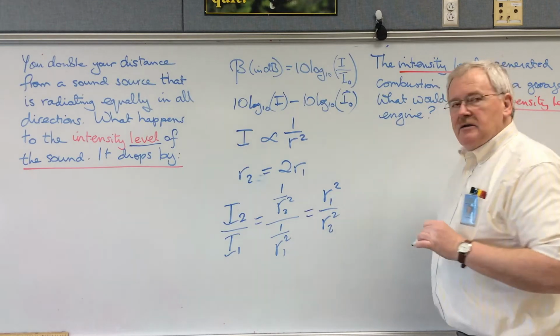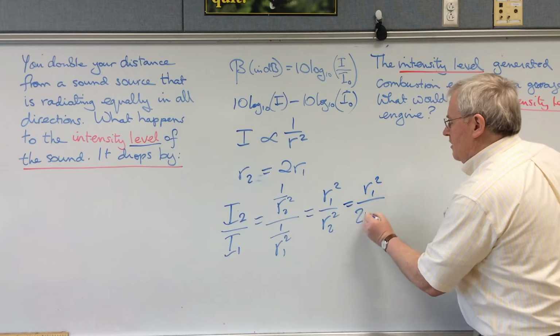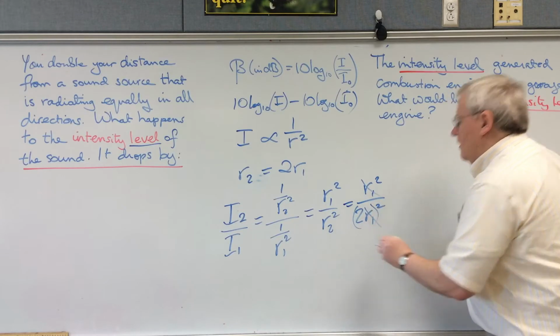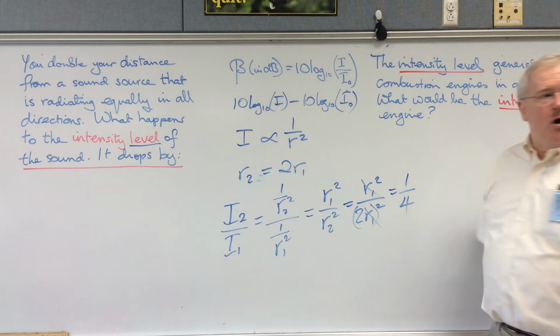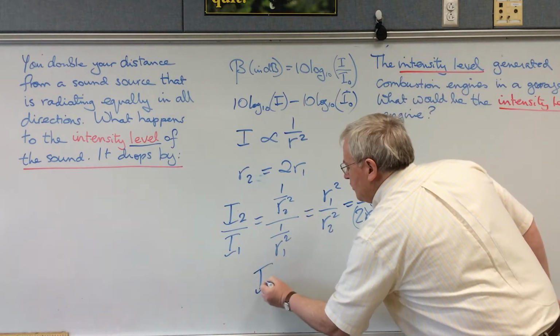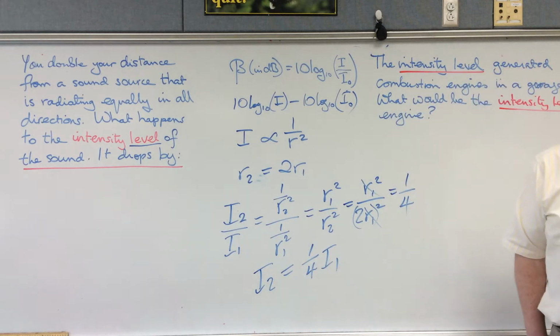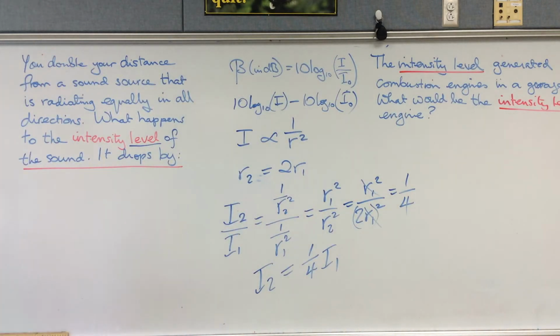But I know that R2 is 2 times R1. So that's R1 squared over 2 times R1 squared. The R1s cancel, leaving me with 1 over 4. Multiply both sides, I get I2 equals 1/4 of I1. Okay, so how am I going to see how much it drops by? What I'm really asking is, what's the difference between the two?